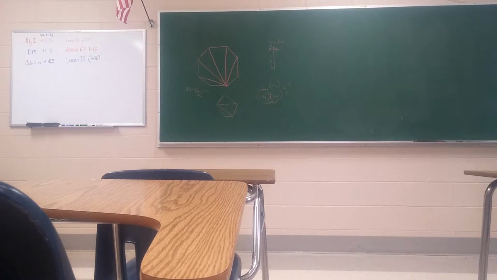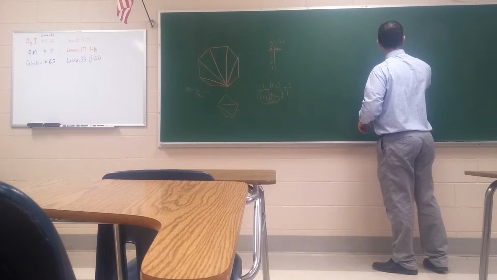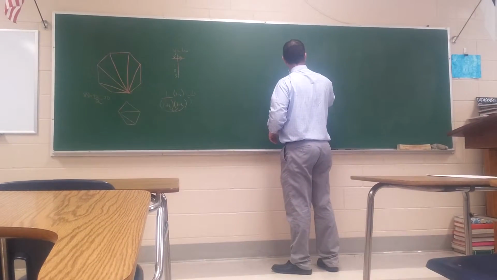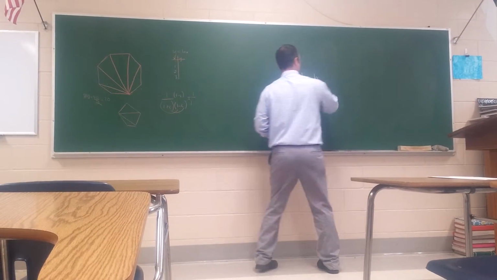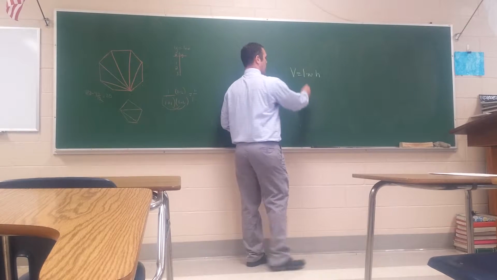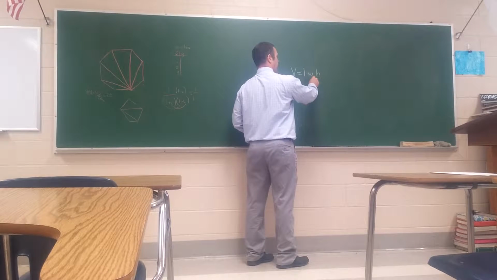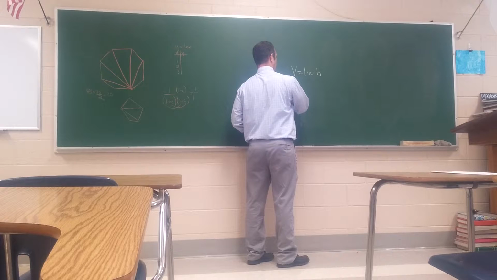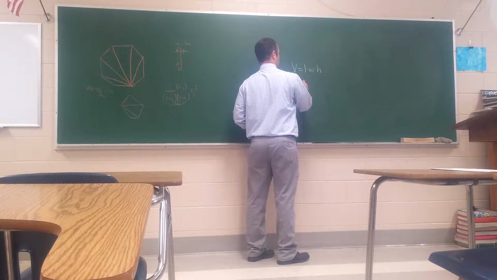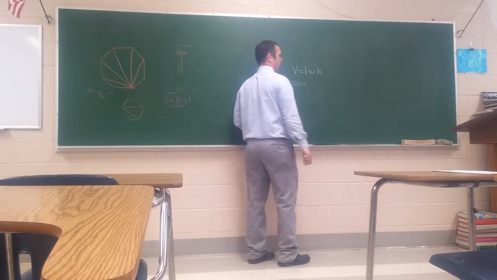And then you take 10,000 divided by that, because volume is length times width times height. So they give you the length and the width, and they give you the volume is 10,000. If you multiply those, you just divide it with the height.